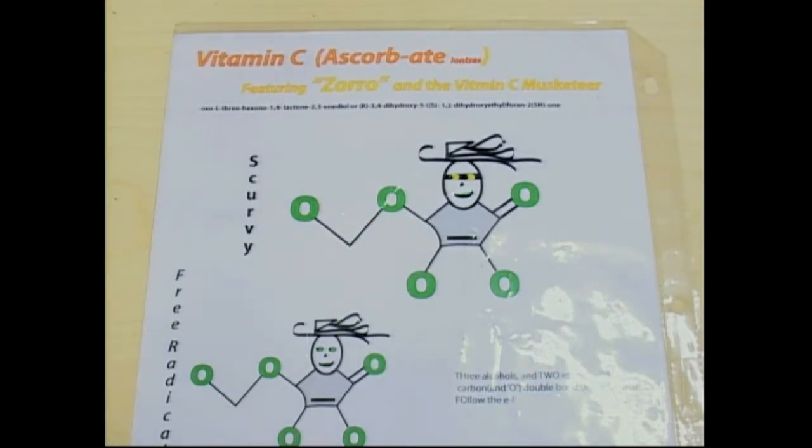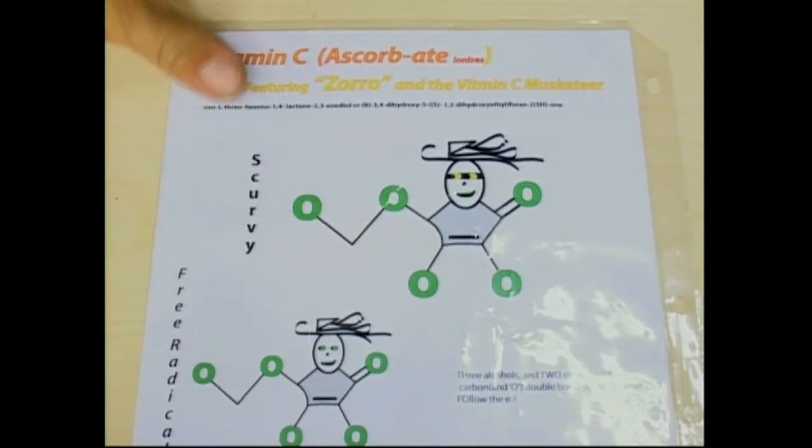We're here today again. We're going to do vitamin C with our Schroeder Diamonds. The Schroeder Diamond is the most important carbon in any compound. What we're going to do is show both states of this.